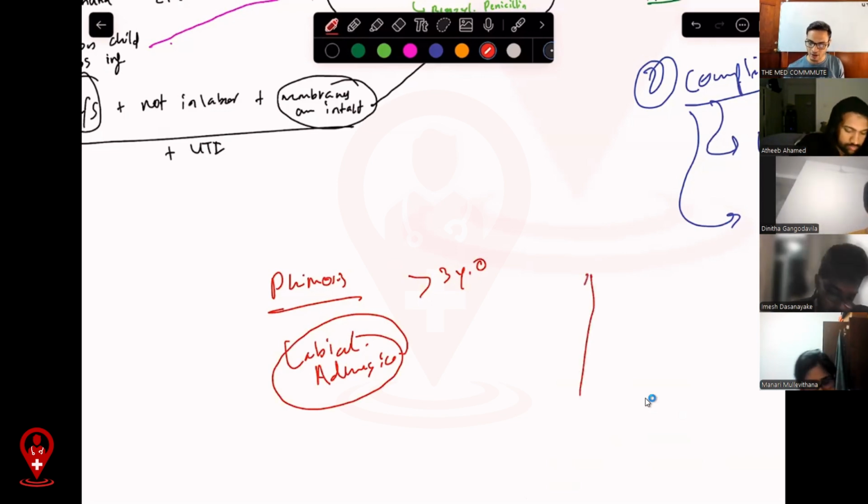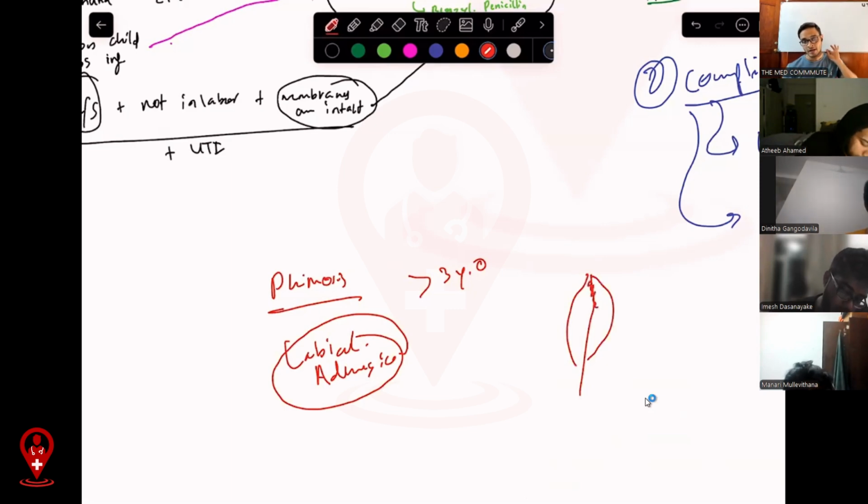In the central line where the adhesion is, we apply estrogen cream around 2 to 3 times per day, right? For about a month. Usually it will improve, right? Usually it will improve.